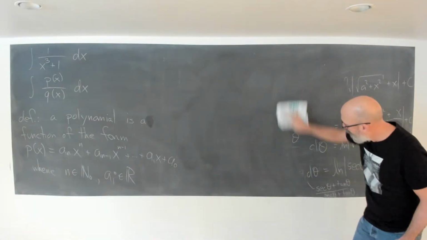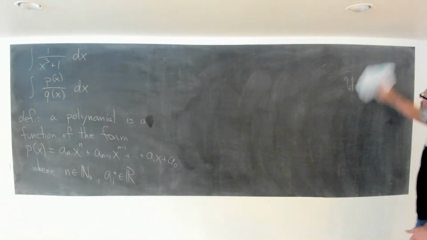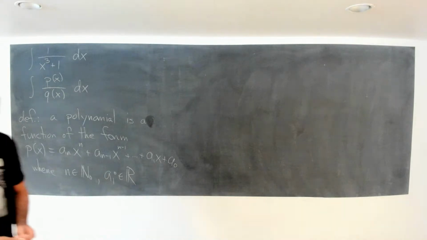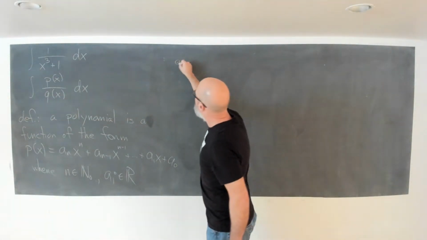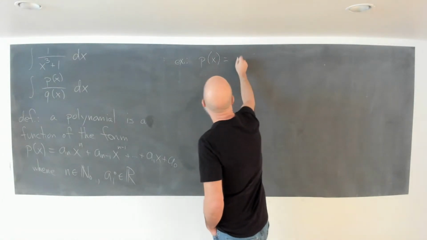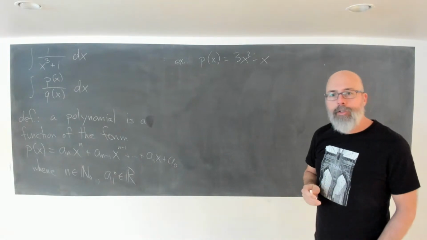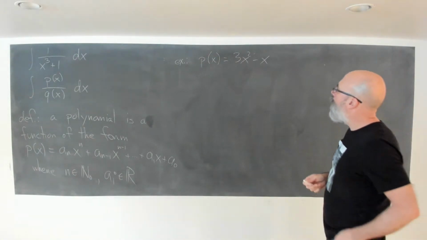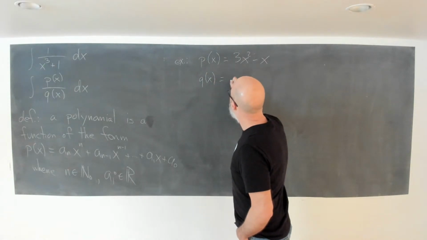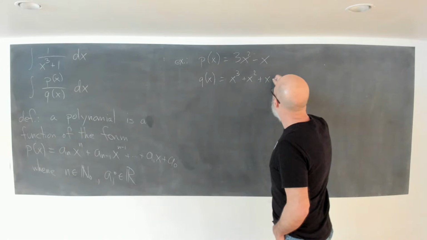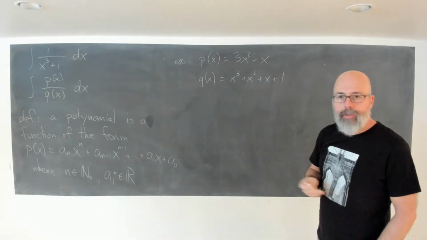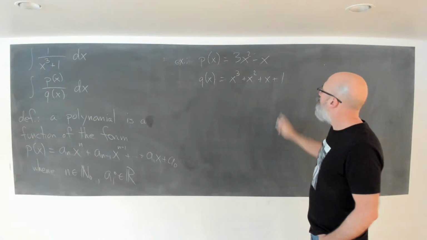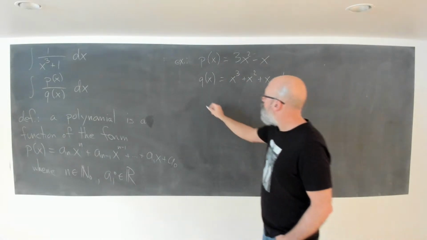Let's take a few examples. Example: 3x squared minus x. This is a polynomial. You've seen these before. You're very familiar with them. This is another polynomial, right? So the important thing is whole powers of x multiplied by real numbers.